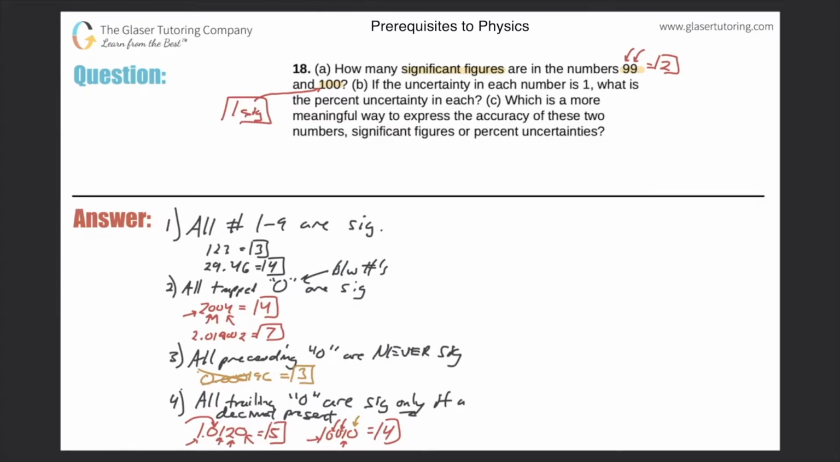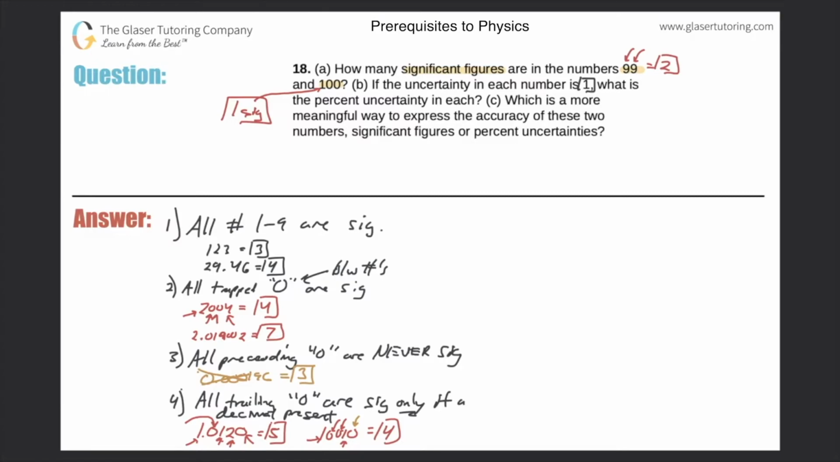100 without a decimal has 1. If there were a decimal here, at the end of it, then it would be 3. Okay? Without any additional information, that's the answer. Now, when we turn our attention to B now, the significant figures will actually change because we have new information. So letter B says now, if the uncertainty in each number is 1, what is the percent uncertainty in each? So let's just see what this additional piece of information does in terms of the number of significant figures.